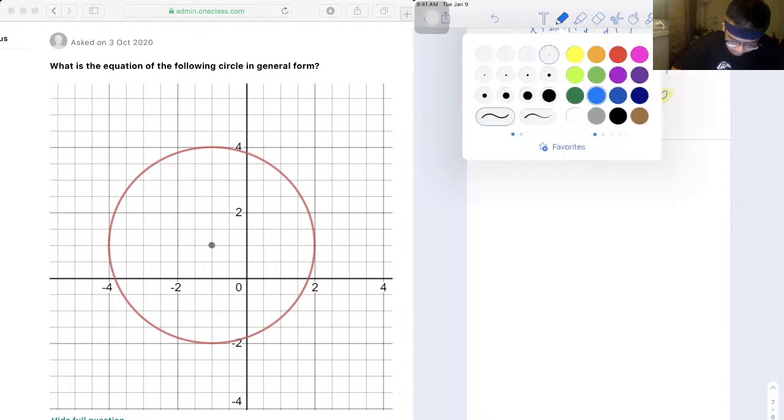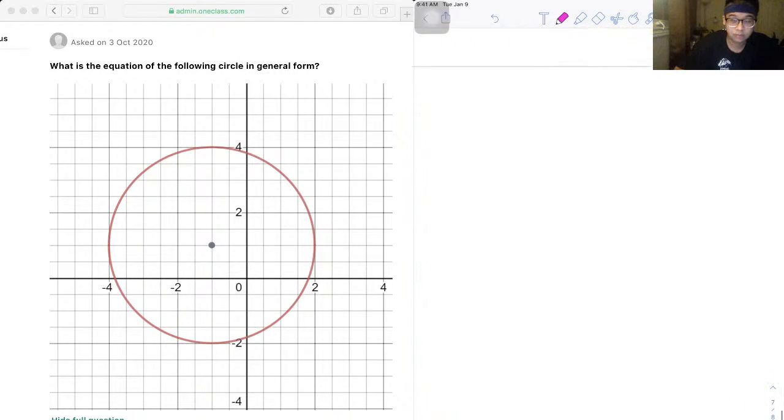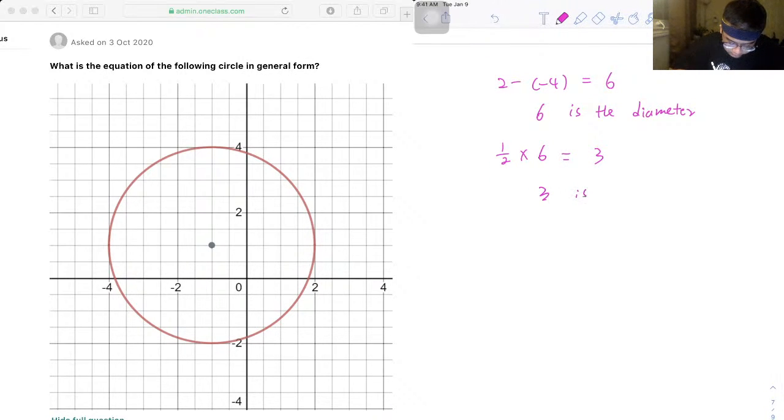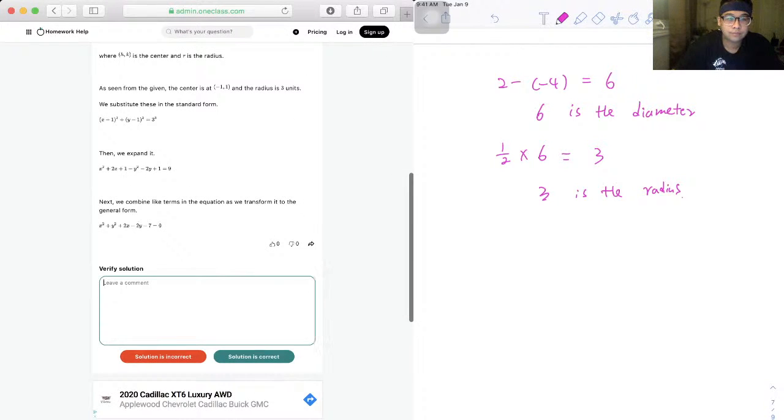As a reference. So 2 minus -4 is equal to 6. 6 is the diameter, and then we use 1/2 times 6, which is 3, where 3 is the radius. So let's leave a comment there.